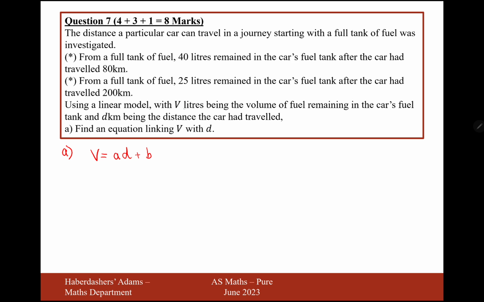So which one is V, which one is d? V refers to the litres of fuel remaining in the fuel tank, so this is a value of V and this is a value of V. And d is the distance the car had travelled, so this is a value of d and this is a value of d. So let's create two simultaneous equations and solve them.